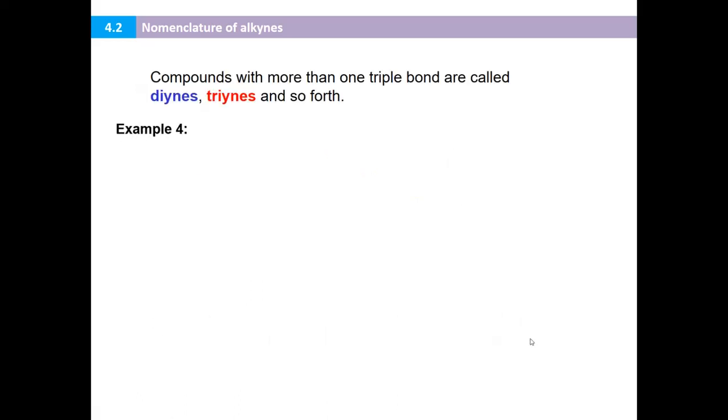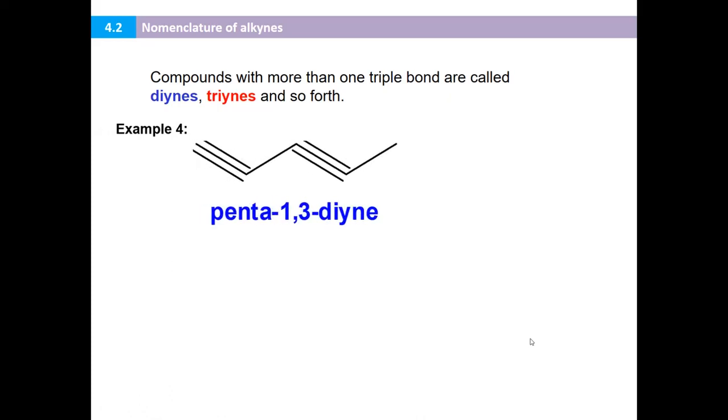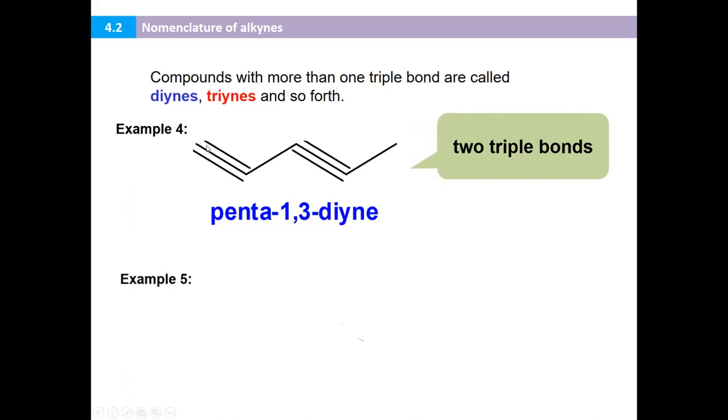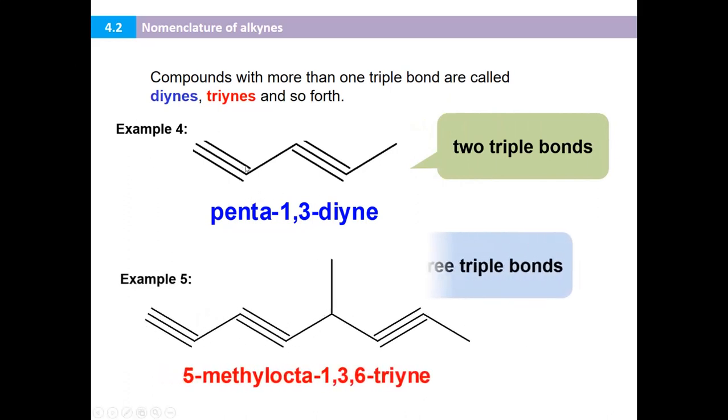And compounds with more than one triple bond are called diynes, triynes, and so forth. For example, here in this compound, it has 2 triple bonds. So you need to locate the location of the triple bonds. So it will be penta-1,3. 1,3 is the location of the triple bonds. And if you observe 2 triple bonds in the structure, you need to put di. So di-yne. So it will be 2 triple bonds here.